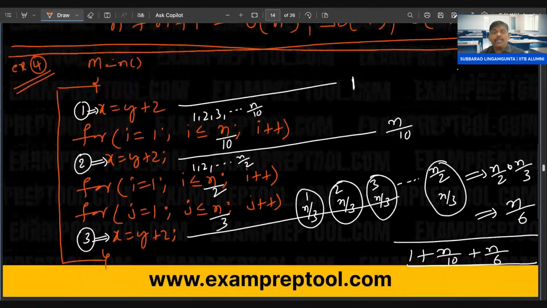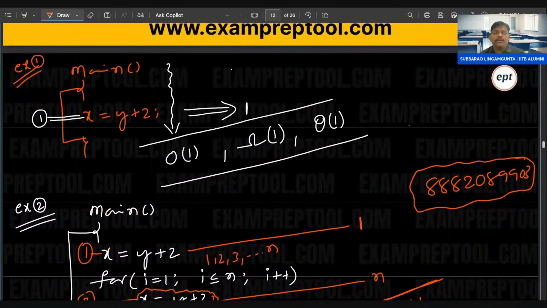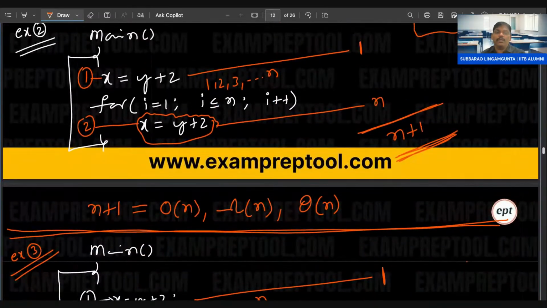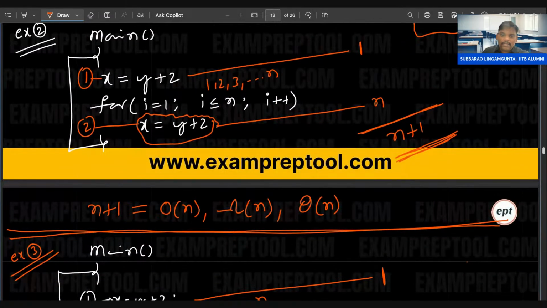Some people are asking, sir, if a loop is there, then what is the answer? Remember, if a loop is there, the loop is the answer. If I think it is a loop, then the answer is that only.